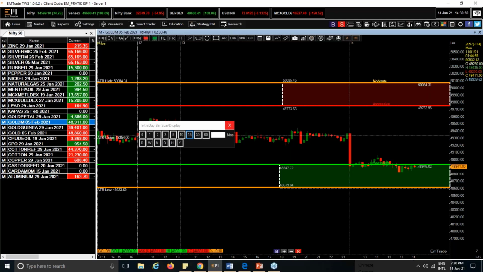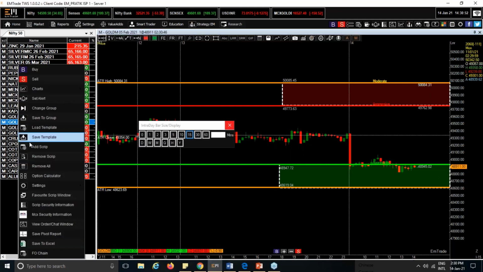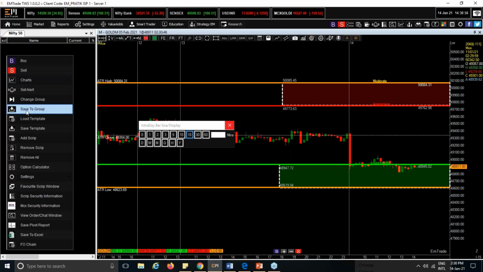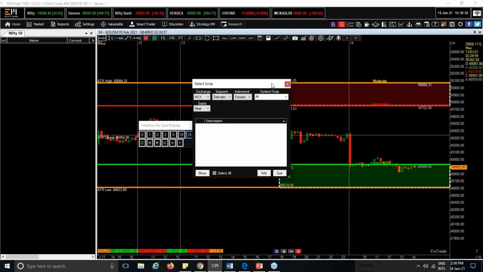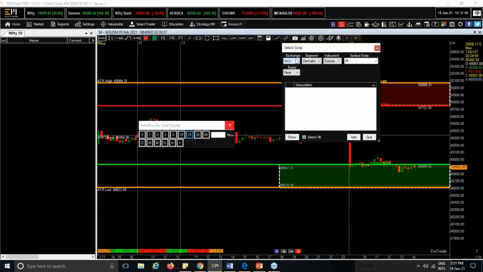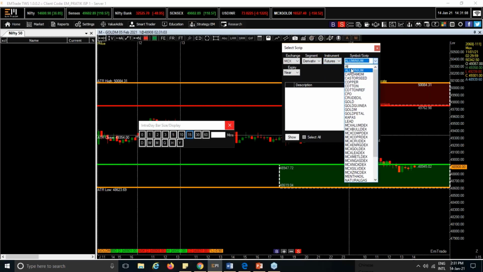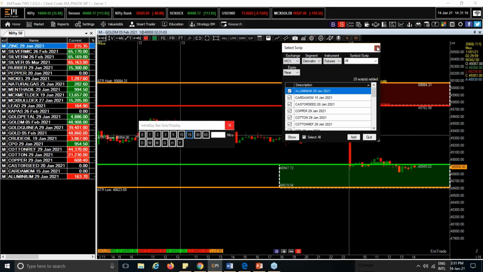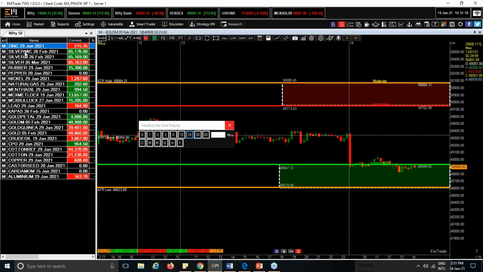How do all these contracts come? Fine. So I will remove all the contracts one more time. Right click on my market watch. Click on add. You have one window open. In this window, first select MCX. Select derivatives. Select future. Select expiries all. Expiry type near month. Click on show. Select all, add. So they will give you all the expiries.